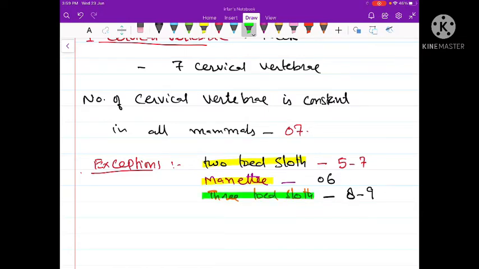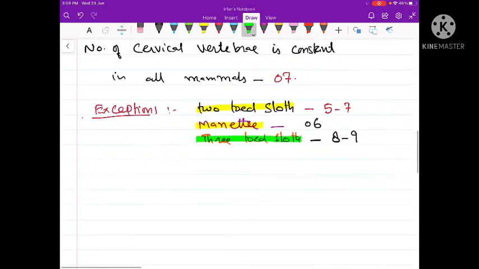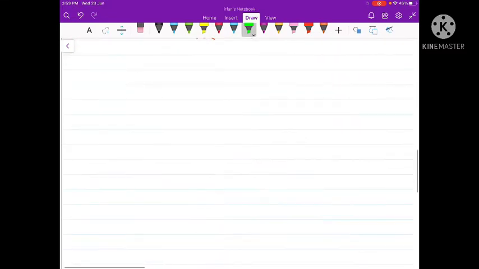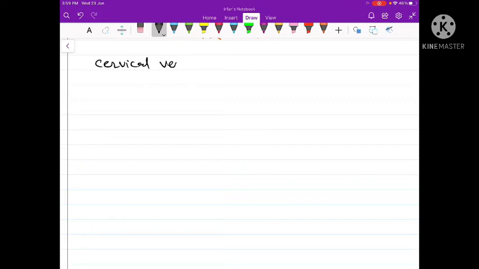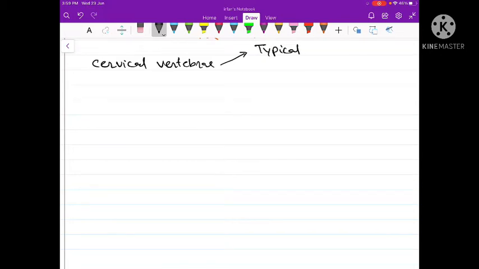Now, as far as the cervical vertebrae are concerned, out of the 7 cervical vertebrae, 4 vertebrae are called typical vertebrae. So cervical vertebrae are divided into 2 categories. The first category are called the typical vertebrae, which have the typical features of a cervical vertebra, so they are called typical cervical vertebrae. And the second type are called atypical cervical vertebrae.